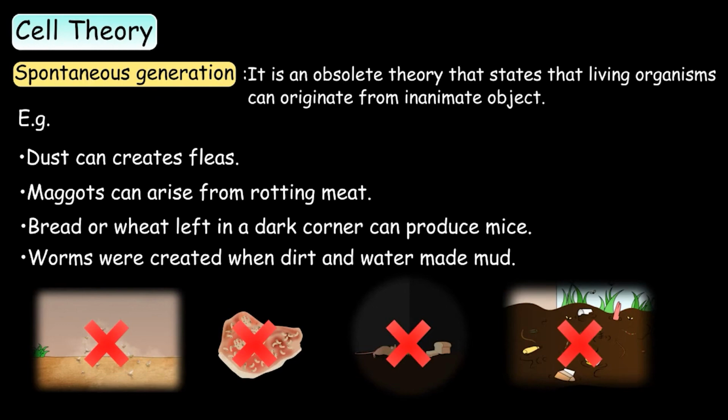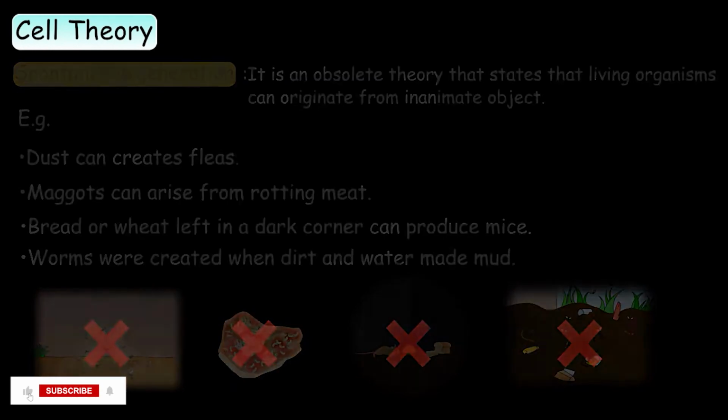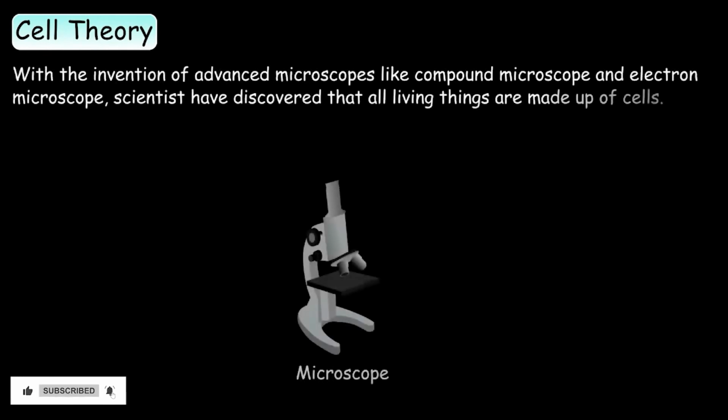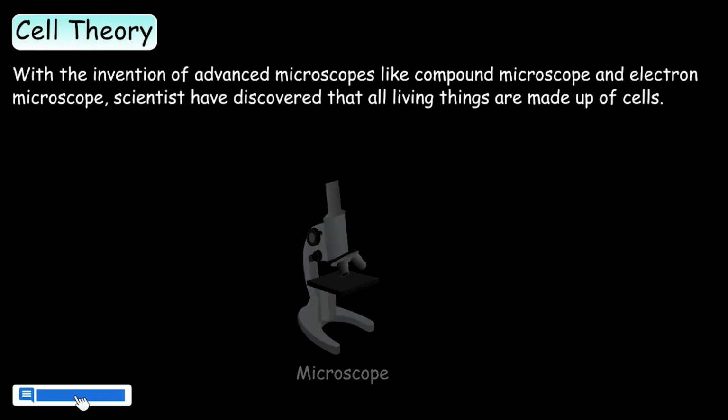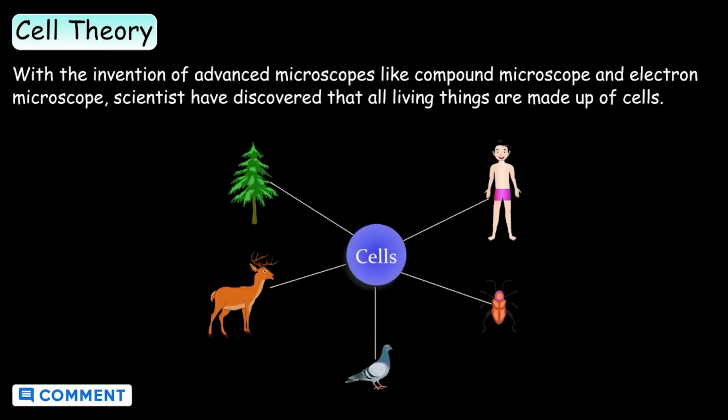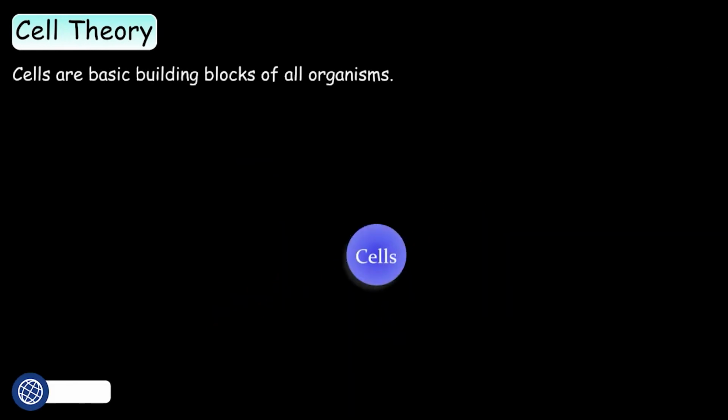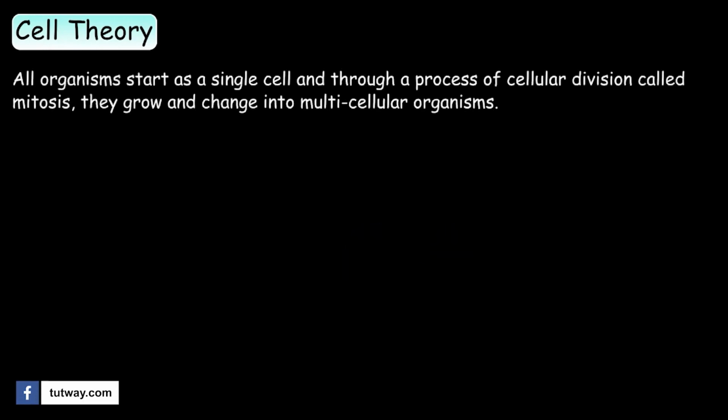Now, coming back to cell theory, which is the accepted theory by scientists, with the invention of advanced microscopes like the compound microscope and the electron microscope, scientists have discovered that all living things are made up of cells. Cells are the building blocks of all organisms, and cells can only arise from other cells. Organisms start as a single cell, and through a process of cellular division called mitosis, they grow and change into multicellular organisms.